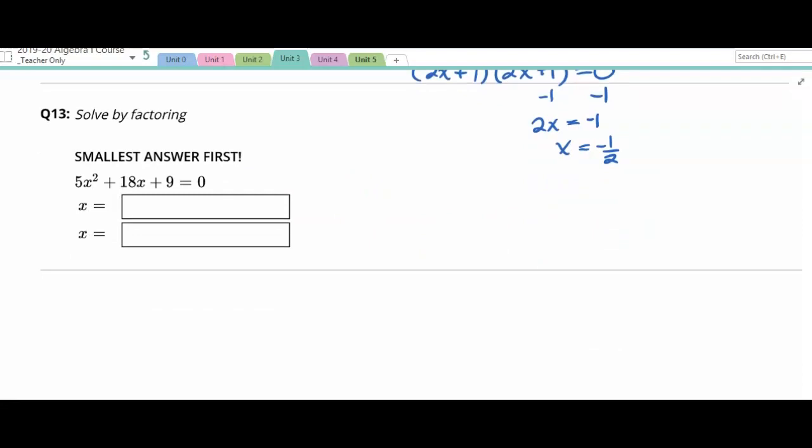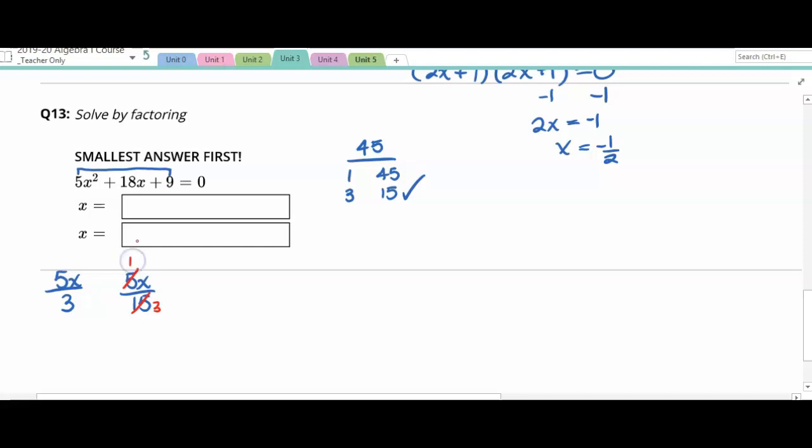Solve by factoring. So I'm looking for two numbers that multiply to give me 45 and combine to give me 18. There's my winning combination. I can stop. So I'm going to say 5x over 3, 5x over 15, and reduce. Now this may be a different method than you learned for factoring, and that's okay. You can use your method, or perhaps you like this method. You can use this one too. There's many ways to factor.